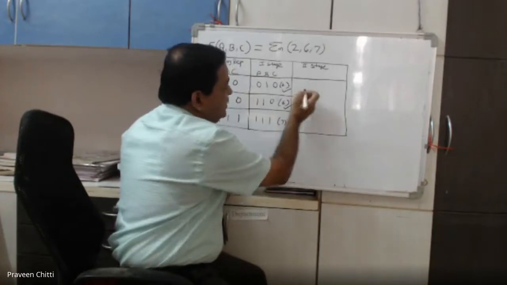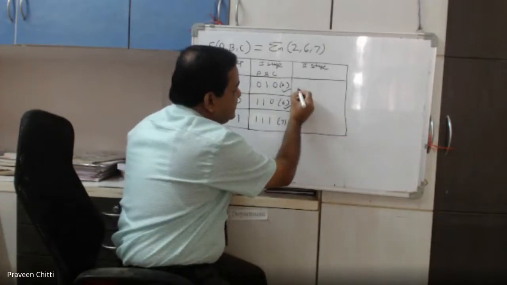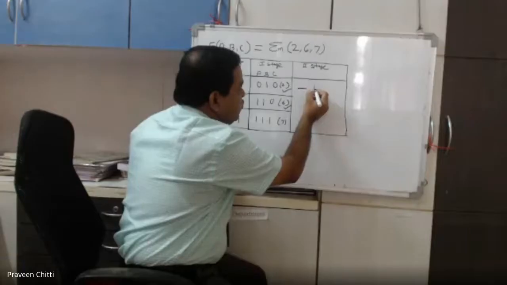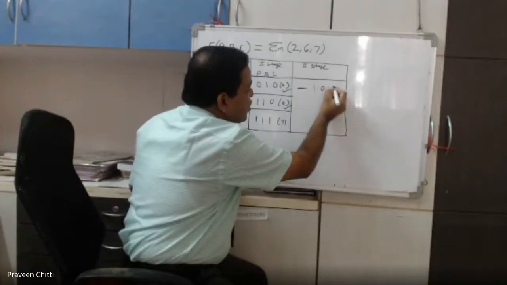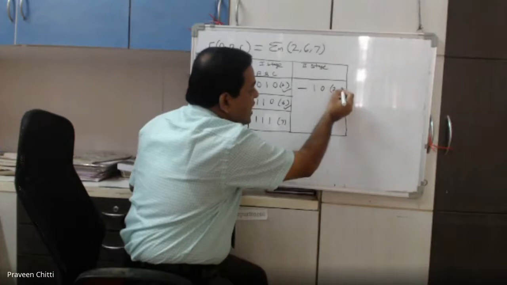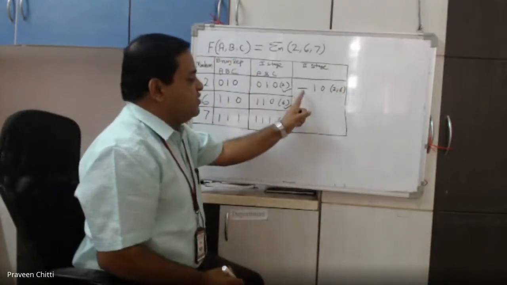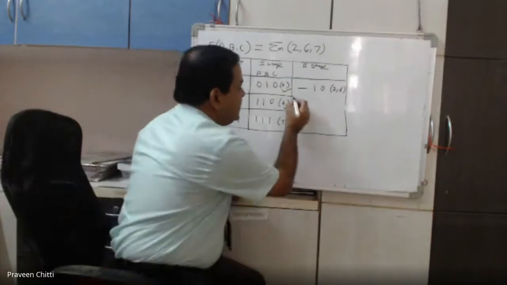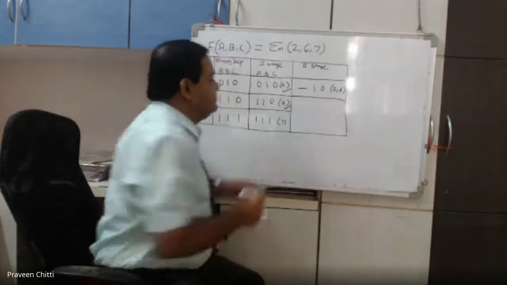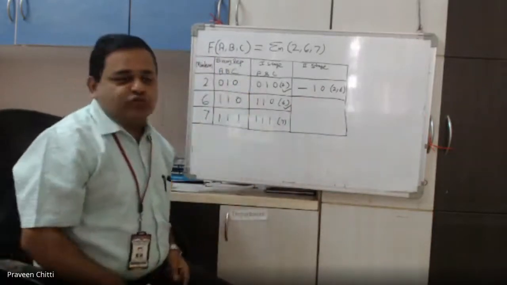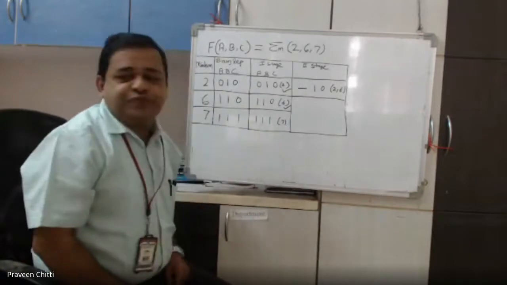0 and 1. When that bit differs, you have to write dash, 1, 0. And how did I get it? By combining 2 and 6. By combining 2 and 6, I got dash 1, 0. Right? That comparison is done. I have compared the first and second group.